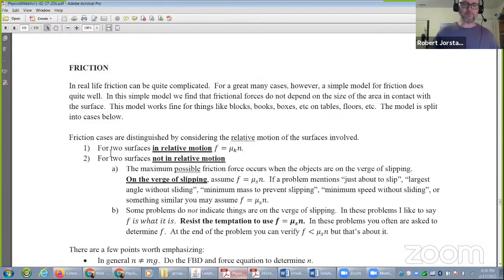All right. That said, here's some friction cases. So we talked about if two objects are in relative motion, we're going to use this equation. If one of the objects is on the verge of slipping, great.